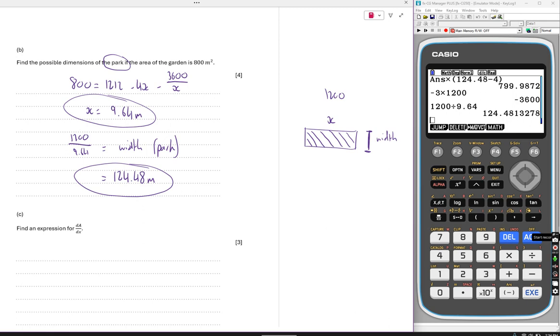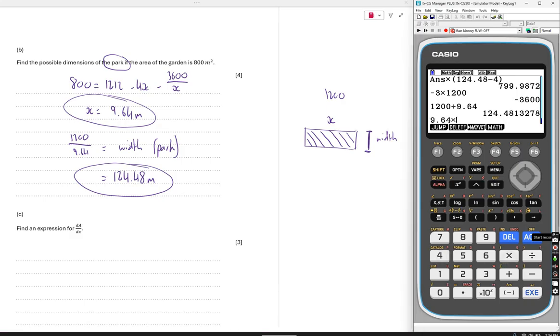You're thinking that doesn't quite make sense, right? Because the length is only 9.64 meters, but the width is massive. However, within the context of the question, this is the answer that it comes out to. So we can check this.